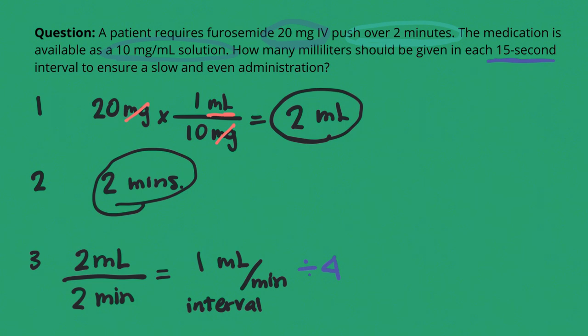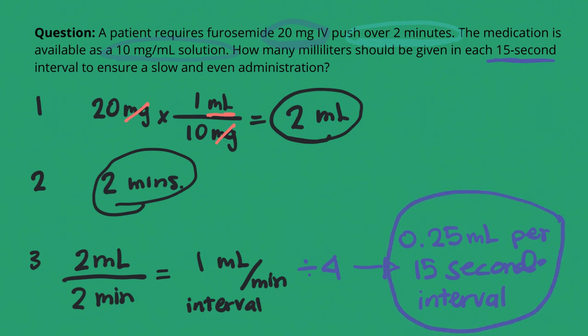So when we divide 1 by 4, we are left with 0.25 milliliters per 15-second interval. So go ahead and give these sort of questions some practice. Make sure you stick to those 3 steps and use the correct key information for each step. This can help you give IV push medications slowly and safely.